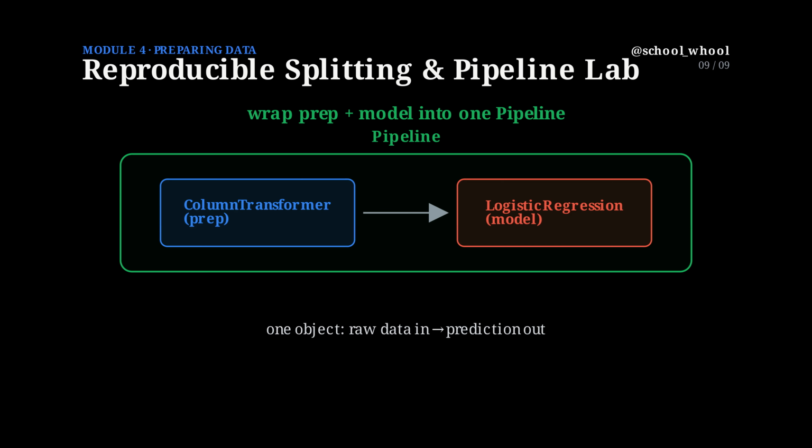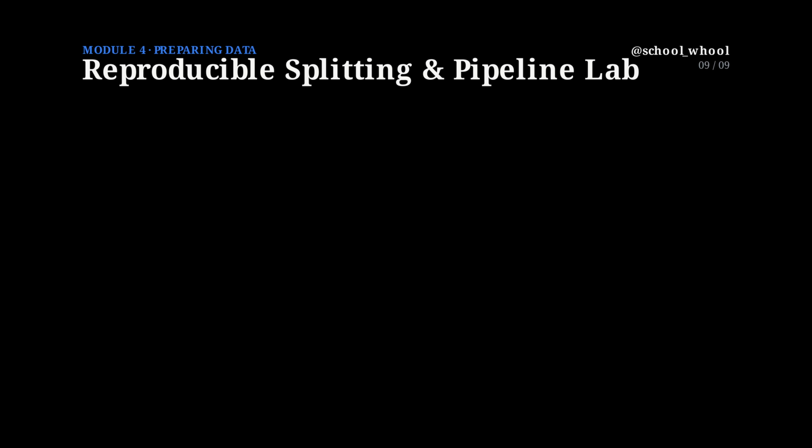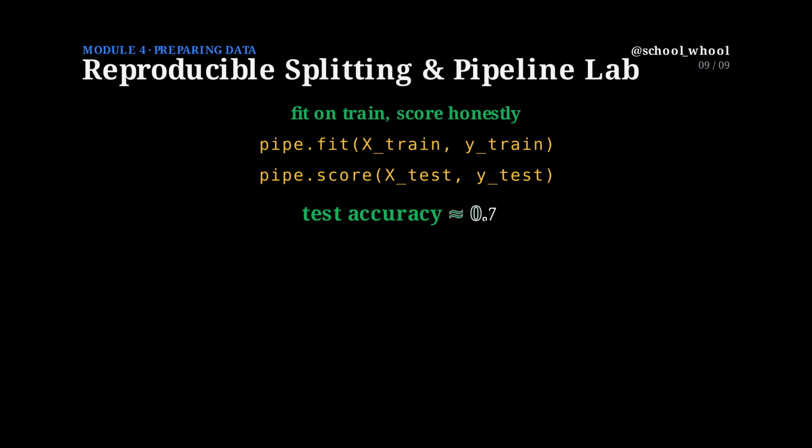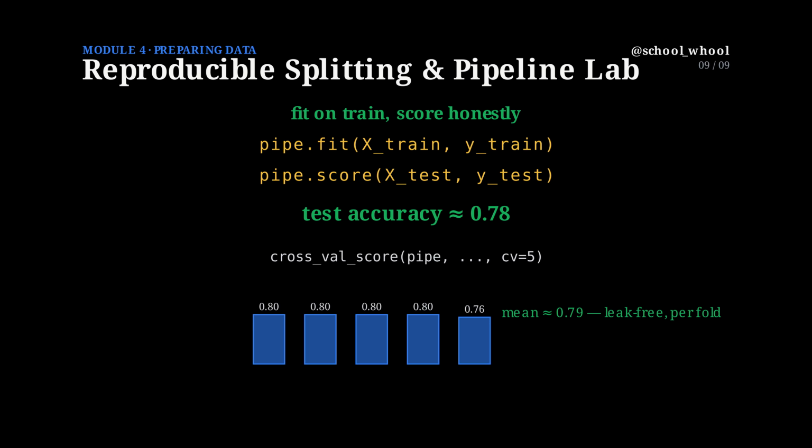Now the easy part. We fit the pipeline on the training set, one call, and it imputes, scales, encodes, and trains, all learning from training data alone. Then we score it on the sealed test set, around 78% accuracy. And because it's a pipeline, cross-validation is one line. Each fold re-prepares its own data, so every score is honest. Doing that safely by hand would be a nightmare.